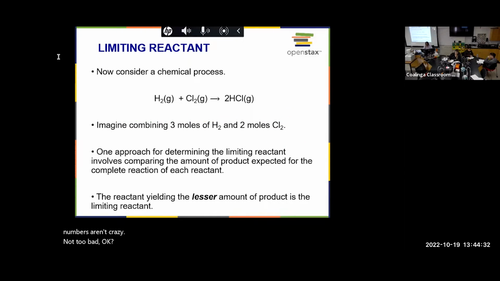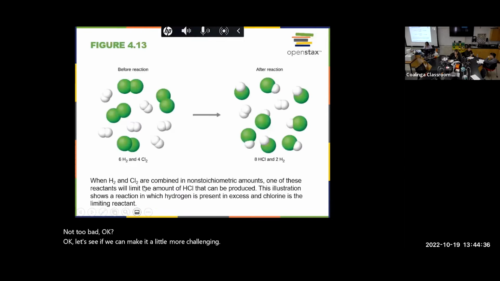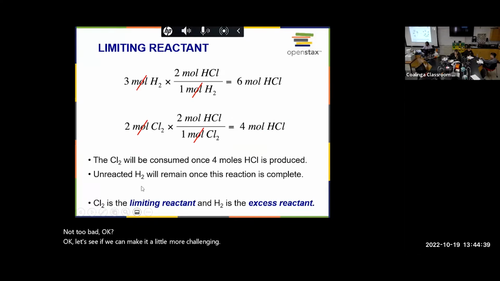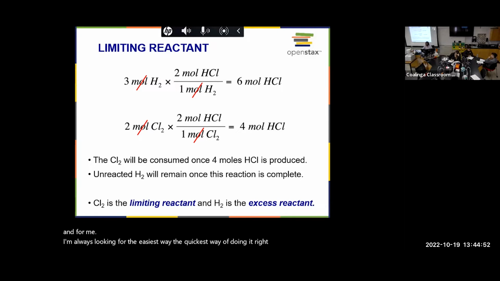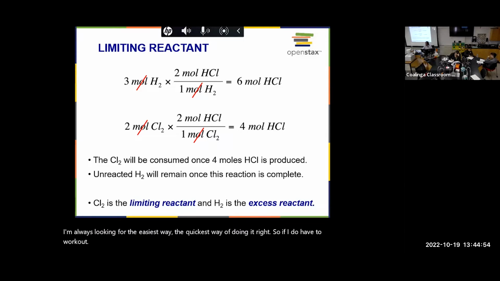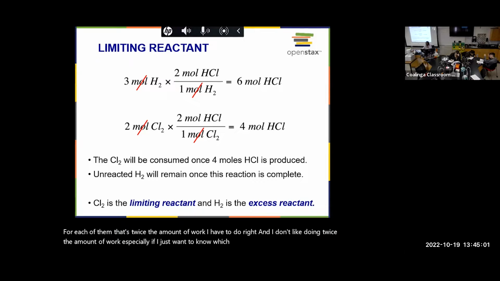Okay, so let's see if we can make it a little challenging. The other way of doing it is working it out to figure out how much product we're going to get. And for me, I'm always looking for the easiest way, the quickest way of doing it, right? So if I do have to work out for each of them, that's twice the amount of work, right? And I don't like doing twice the amount, especially if I just want to know which one's limiting or not. But if I need to figure out the numbers for something else, I may do it.